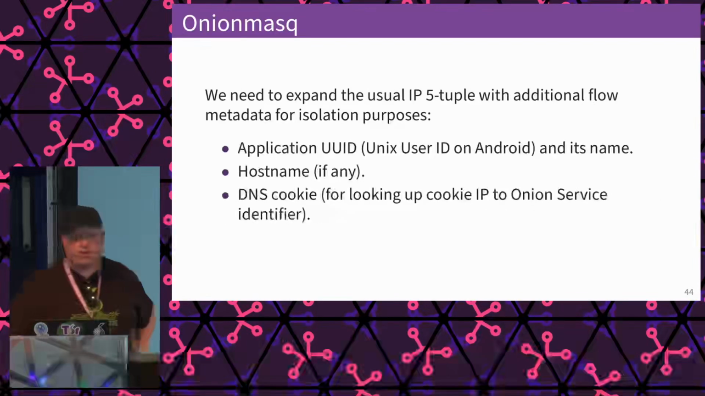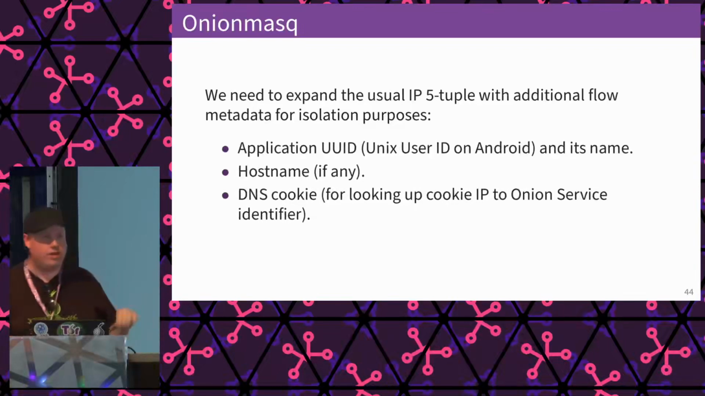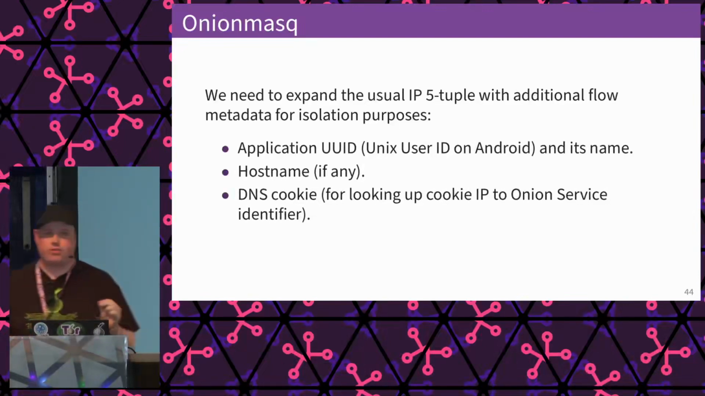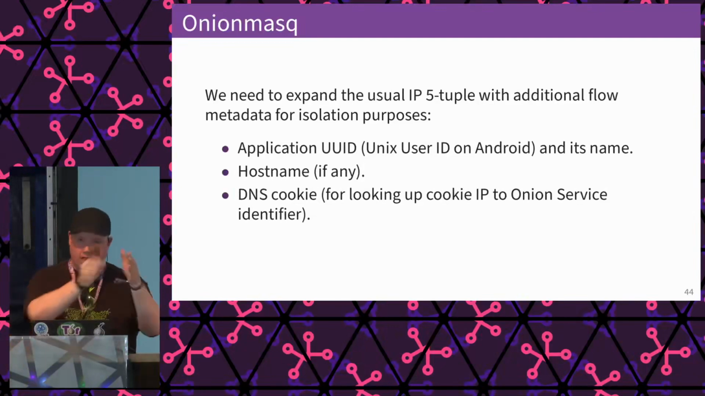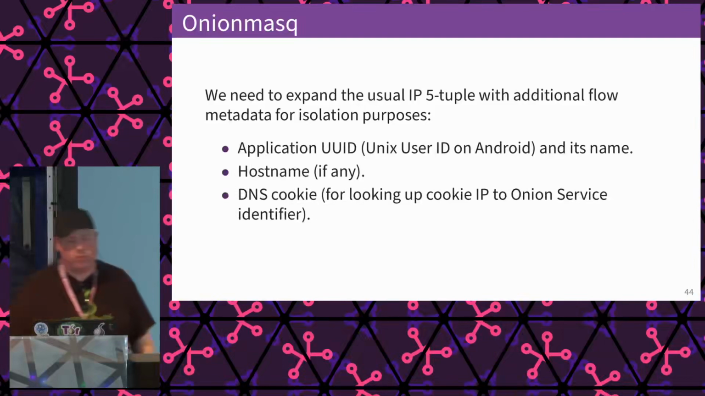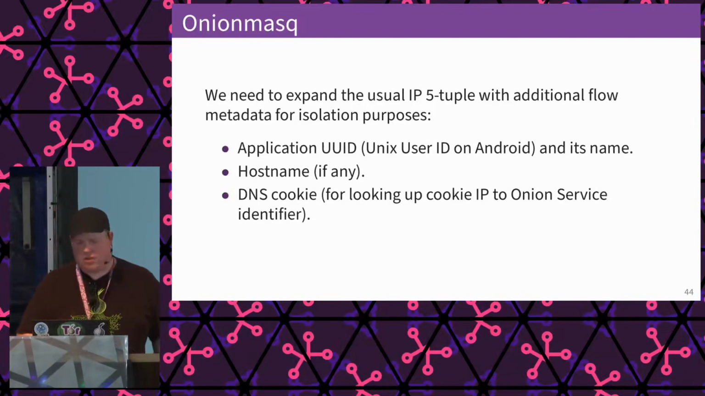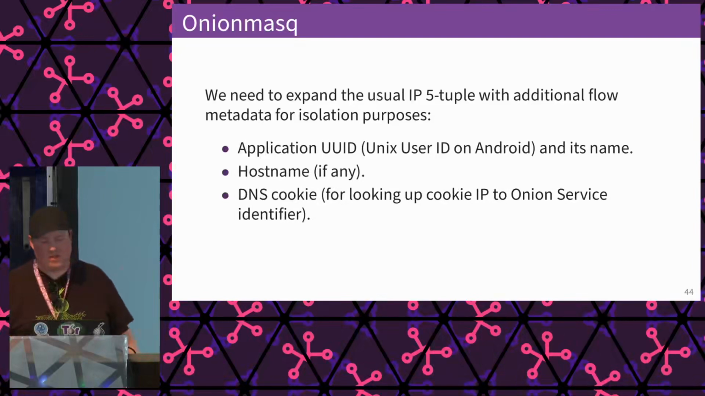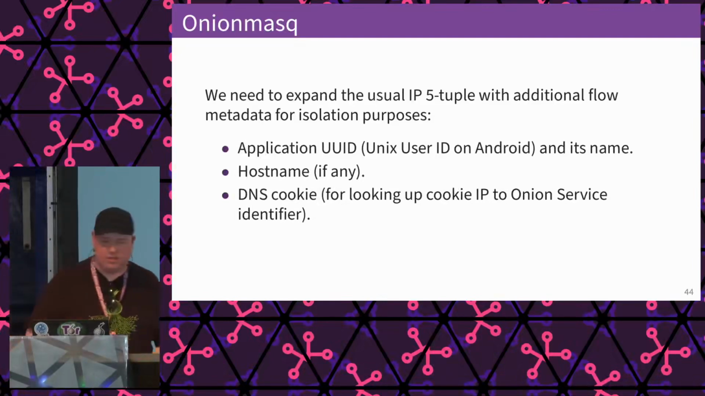Usually when you use netstat and stuff like that, you're used to looking at these 5-tuples: you have the source address, source port, target port, and target address, and of course the protocol, whether it's TCP or UDP. We need to populate a little bit more metadata to be able to do isolation primitives properly. As you know, in Tor Browser, we isolate tabs and the origin of the website so that they cannot see that they're coming from the same source. What we have identified that we are hopefully able to do on modern Android is that we can get the application UUID, a hostname that is the target, and also the DNS cookie that is available here.